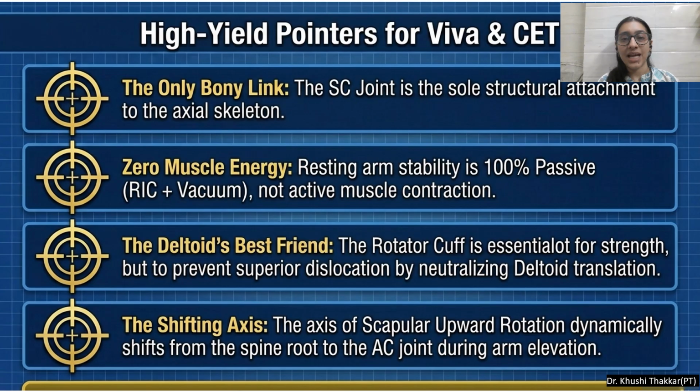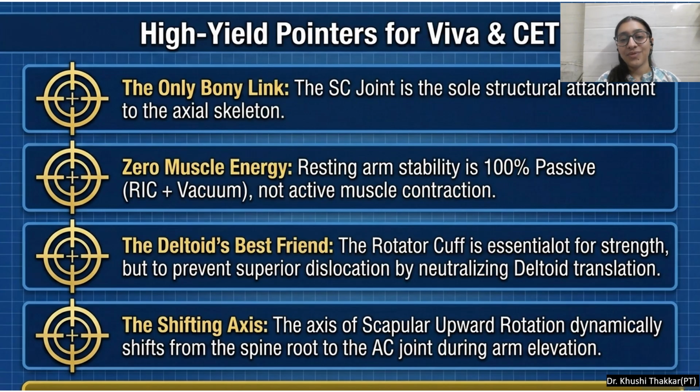High yield points and key takeaways for Viva and CET. Take a snapshot of this slide. This will help you for your quick revision. The only bony link is the sternoclavicular joint, which is a structural attachment of the appendicular to the axial skeleton. Zero muscle energy, that is resting arm stability, is 100% passive, provided by the vacuum and rotator interval capsule, not active muscle contraction, according to EMG.